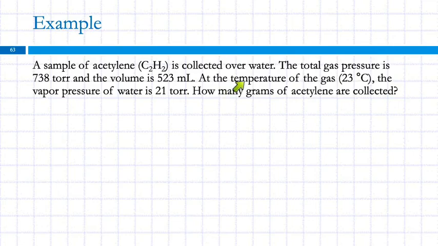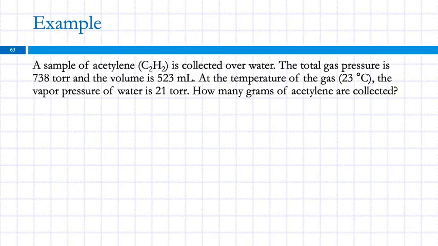So this is an example of a problem where we don't have to go look up the vapor pressure, they give it to us. Other times they'll just say collected over water, they'll give you the temperature and they won't say anything about the vapor pressure of water. And then a lot of students will just calculate using the total pressure and get the wrong answer.